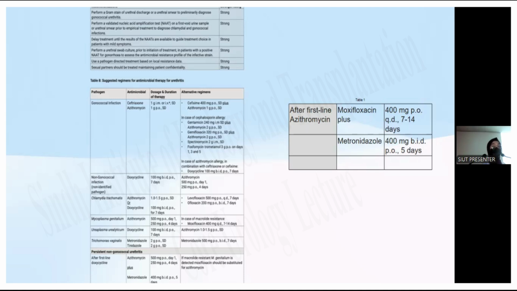for 7 days. For persistent non-gonococcal urethritis, after the first-line therapy of doxycycline, we can give azithromycin plus metronidazole. And after first-line azithromycin, we can use moxifloxacin plus metronidazole.